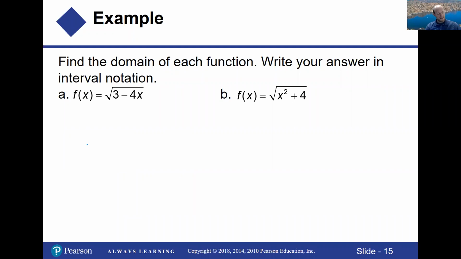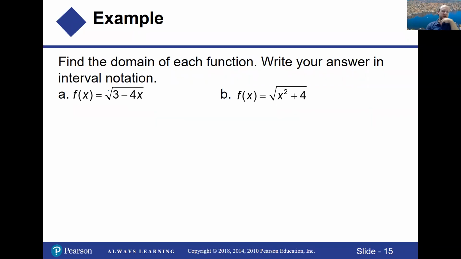All right, we're almost done with this section. A couple more things that I want to talk about. First is domain. So we're going to find the domain of these radical expressions, and then we're going to write the answer in interval notation. So the point of this, again, is domain is x. What can x be? Well, in this case, I have to have some number that's greater than or equal to 0 inside of the radical.